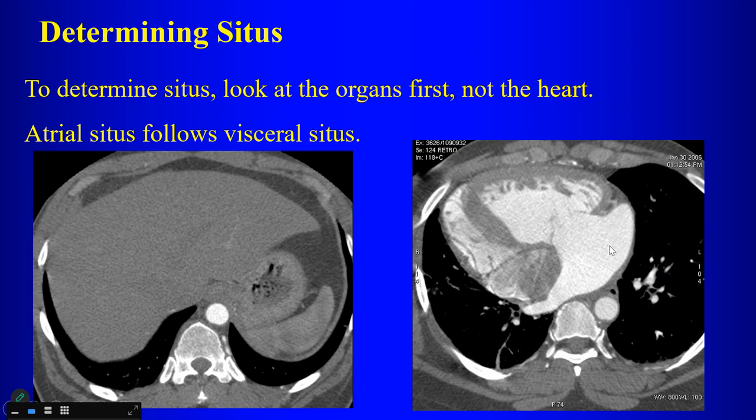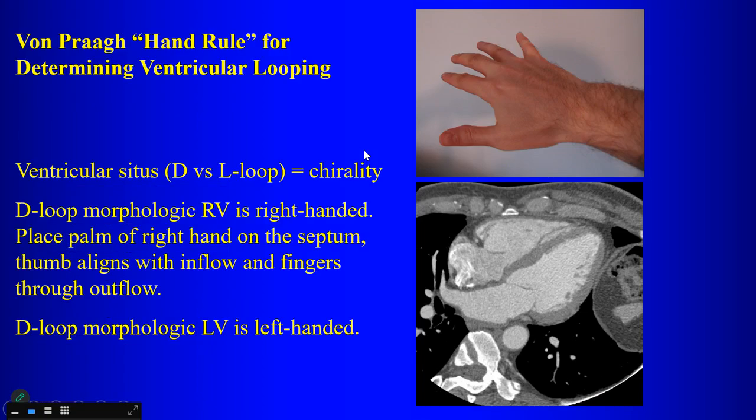This atrium I would expect to be the morphologic right. So that's how we get an idea of what we think the situs of the atrium is going to be. Also important to follow the IVC, because the IVC takes you to the morphologic right atrium. Now, for figuring out the ventricular looping, von Praagh came up with a hand rule.